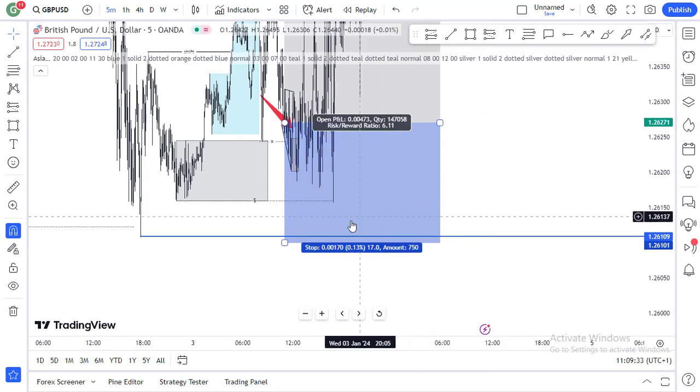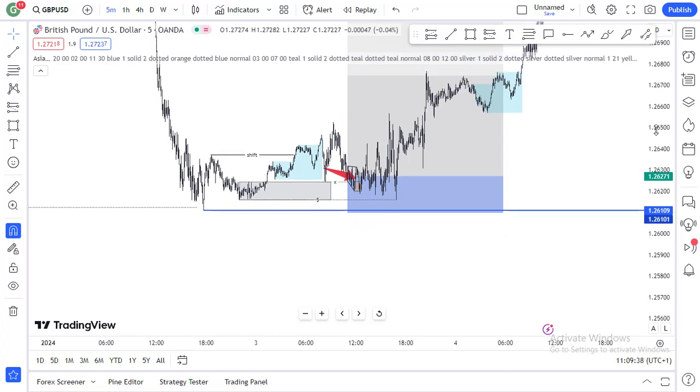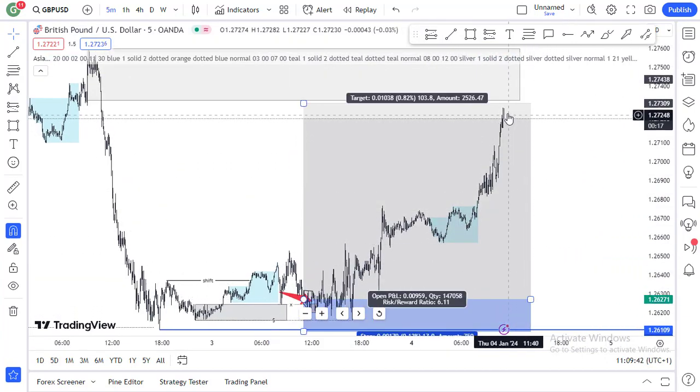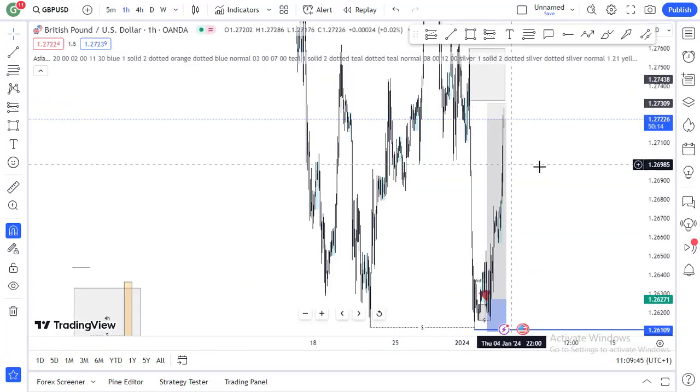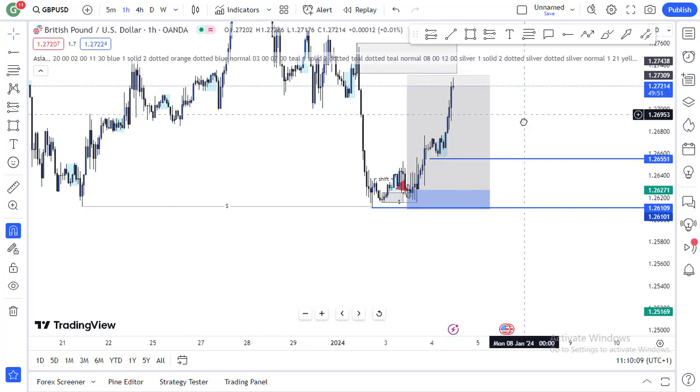Now look at this. This was a 17 pip entry, and price went all the way up. I think it might have hit my take profit. Not yet. Okay, just a few pips to hit my take profit right there. Once it hit my take profit, this would be a very good trade in the beginning of the year, a 6.1% trade.